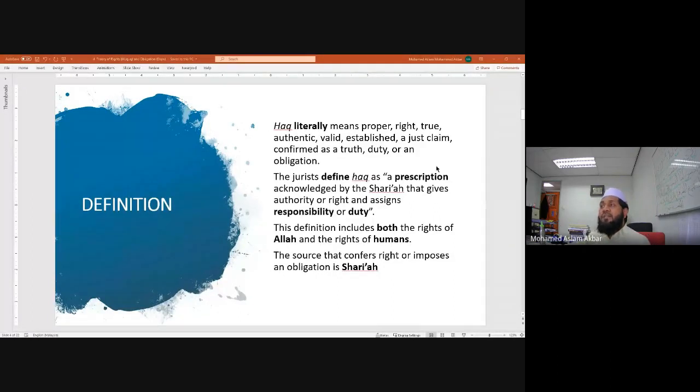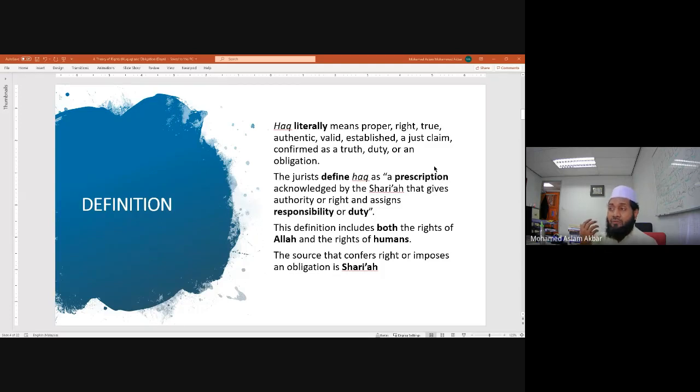Okay, so haq literally means proper, right, true, authentic, valid, established, a just claim confirmed as a truth, duty, or an obligation. The jurists define haq as a prescription acknowledged by the Sharia that gives authority or right and assigns responsibility or duty. This is what I said. All these rights, Sharia is actually prescribing, right?